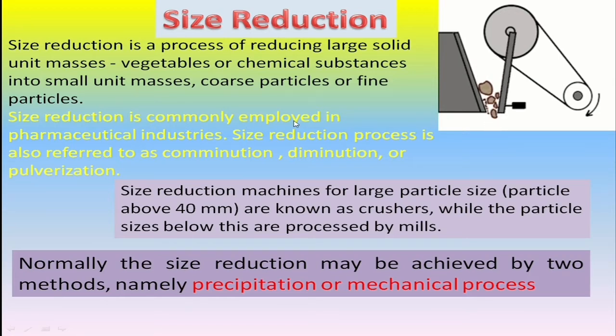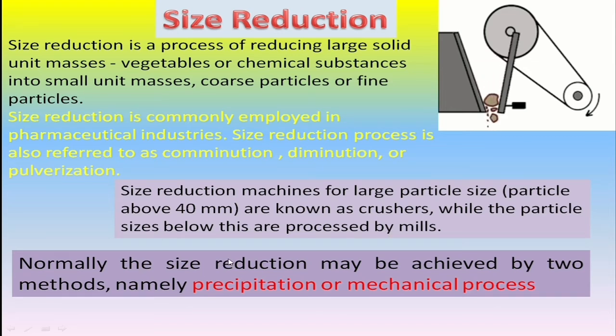Size reduction is commonly employed in the pharmaceutical industries. The process is also referred to as comminution, diminution or pulverization. For large particles, above 40 mm in size, we use crushers, while for particles below this size we use mills.